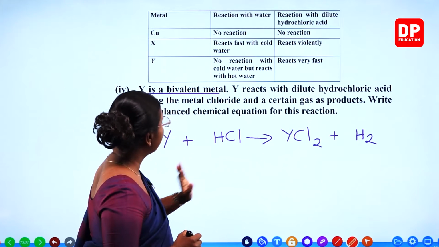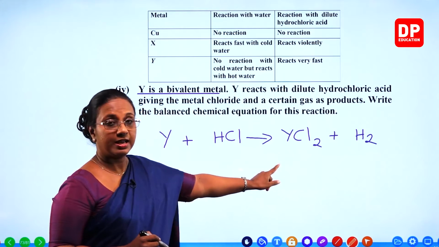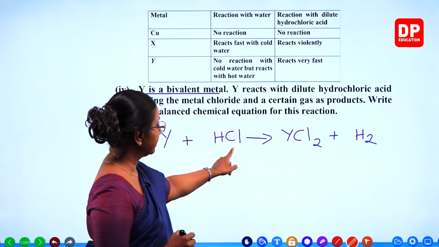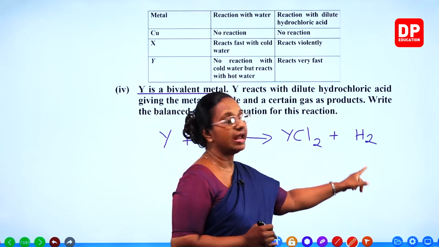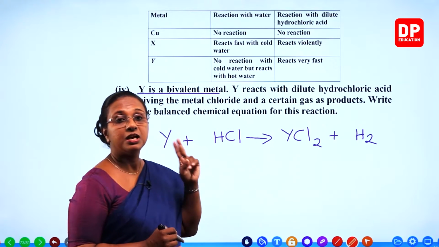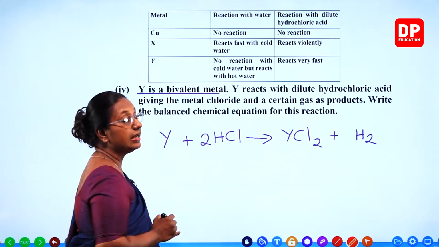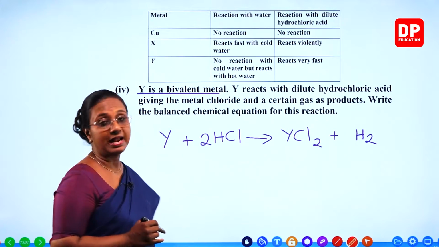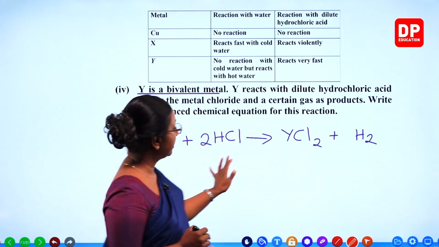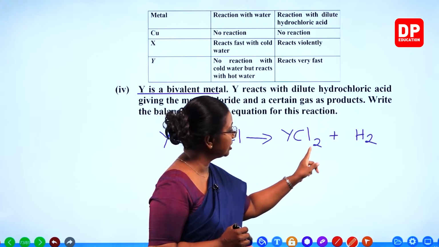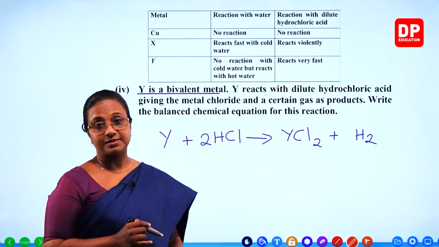So if you are to balance this, Y, but HCl is here. Here there is Cl2 and H2. So you need 2 molecules of HCl. If you put a 2 here in front, then it is balanced. Y plus 2 HCl gives rise to YCl2 plus H2 gas.